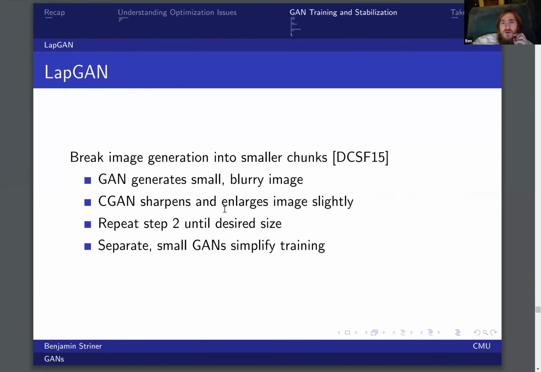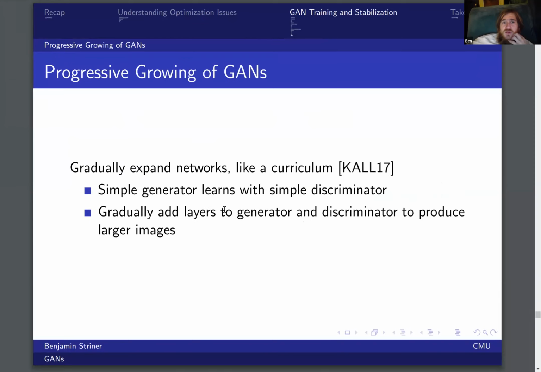So that means that you smoothed out everything. A couple other brief mentions: Laplacian GAN is an idea to try to do smaller images, do progressive, and try to split up your GANs. That actually helps a lot in terms of stabilization. And progressive growing tries to use gradually larger and larger discriminators, adding layers, expanding your network so that you're not trying to learn all at once.